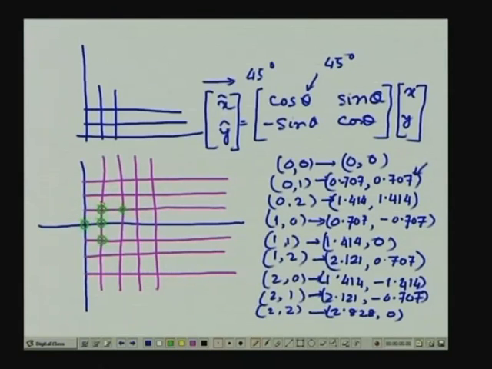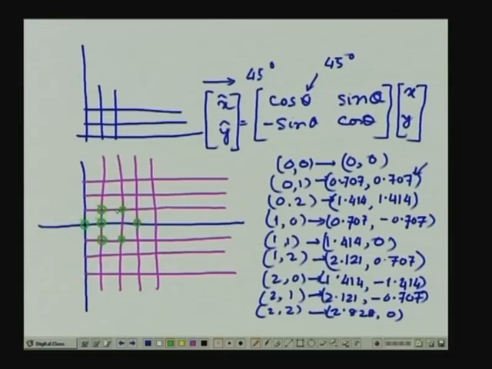In the same manner, 2 0 point will be mapped to location 1 minus 1, where I already have a particular point. 2 1 location will be mapped to location 2 minus 1. So, I will have a point here. 2 2 location will be mapped to 3 0 in the transformed image. So, I will have a pixel in this particular location.